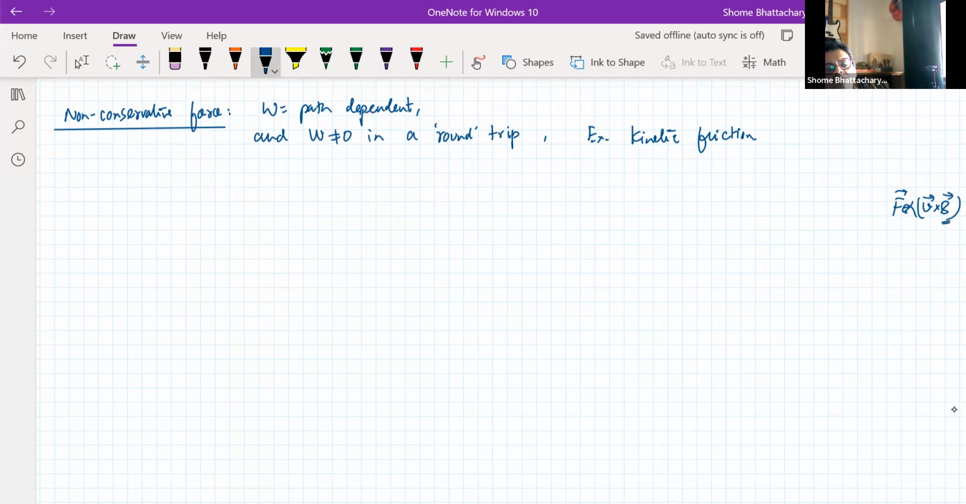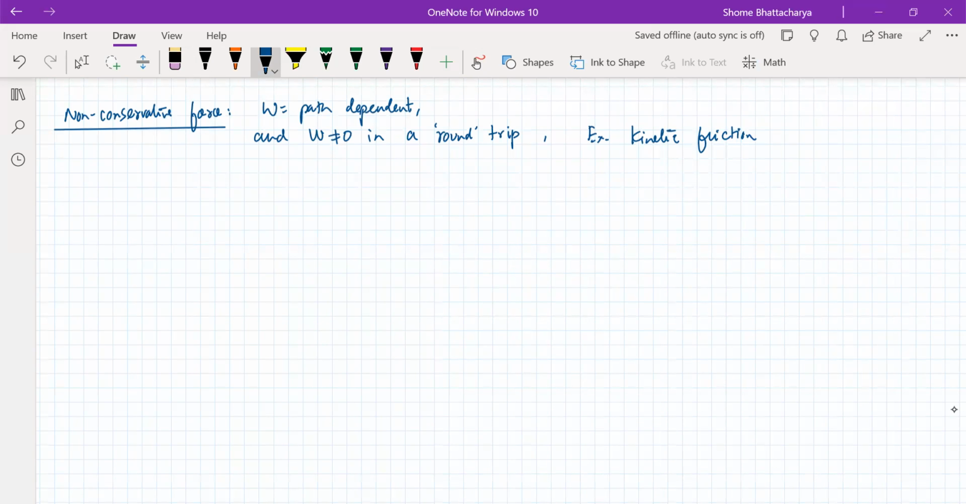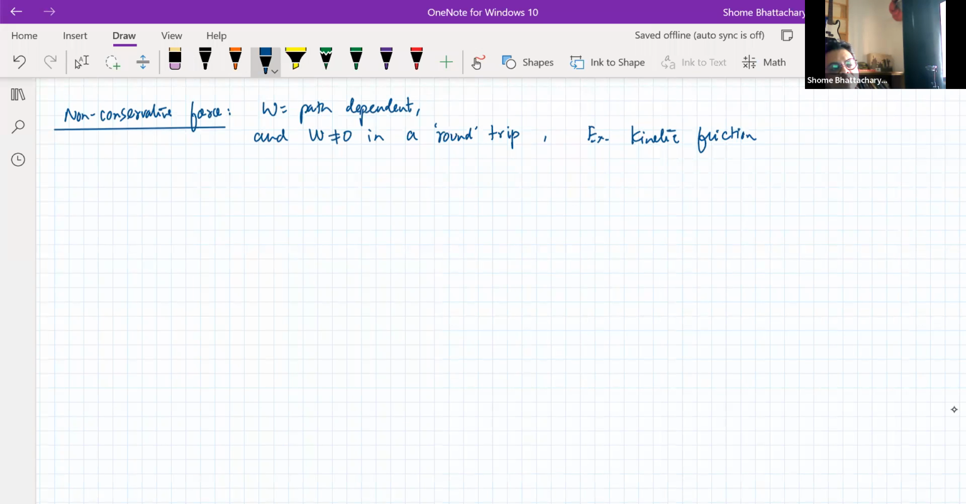So that means force is perpendicular to velocity. So if force is perpendicular to velocity, always what will happen is F dot ds will be zero. So work done by magnetic force is always zero. You're getting my point? Yes, sir. So it is not just that in a round trip the work done is zero. The work done in any kind of trip, any kind of path, is always zero.